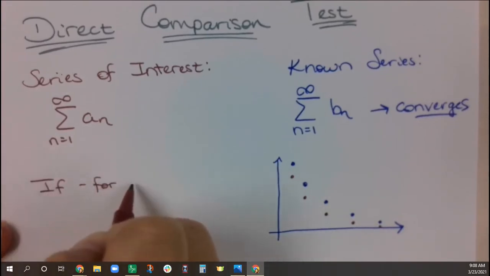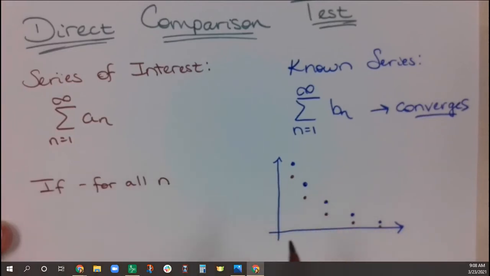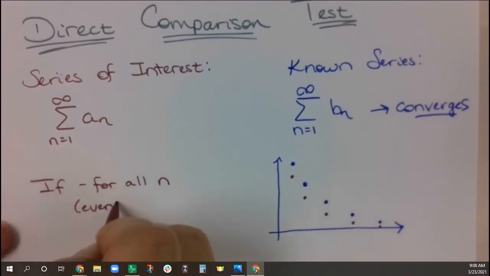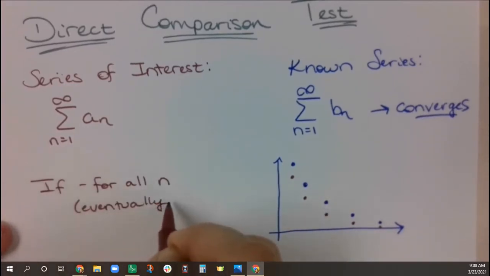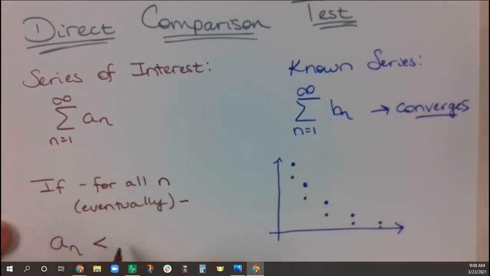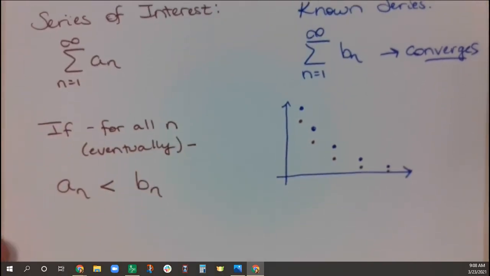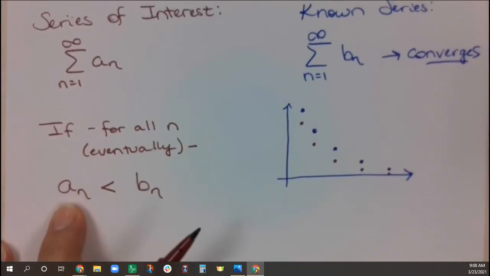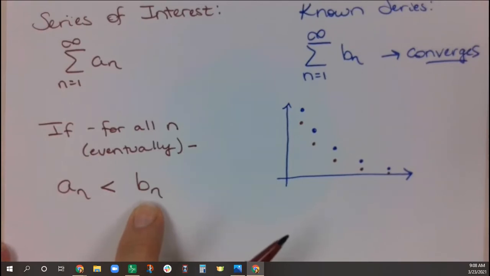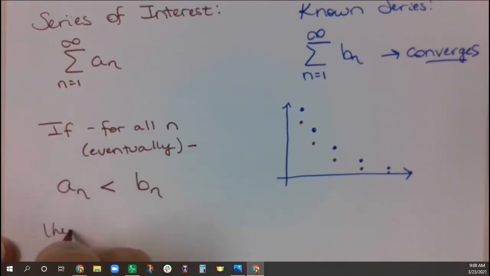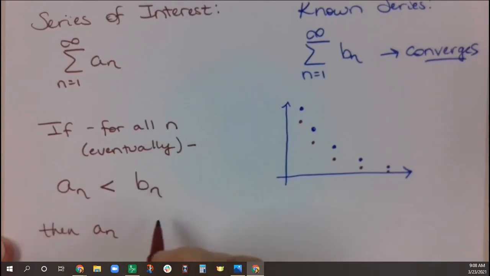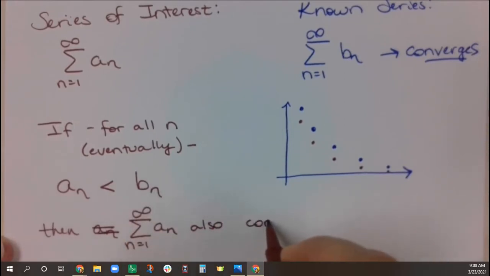If, for all n eventually, it could be the first few terms of the series are a little weird, but for all n eventually, if A sub n is less than B sub n, if my series of interest is smaller than this series that I know converges, then the series A sub n also converges.